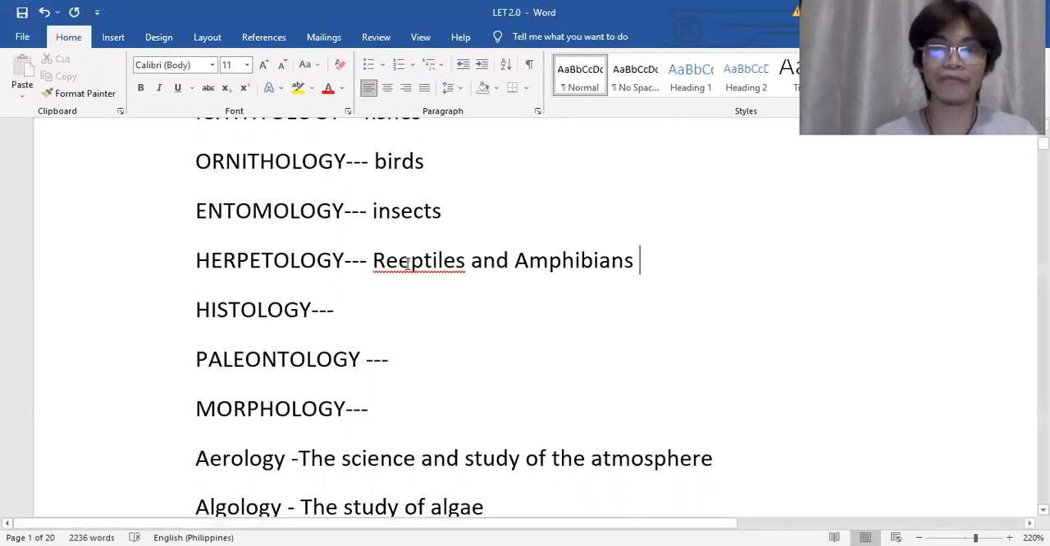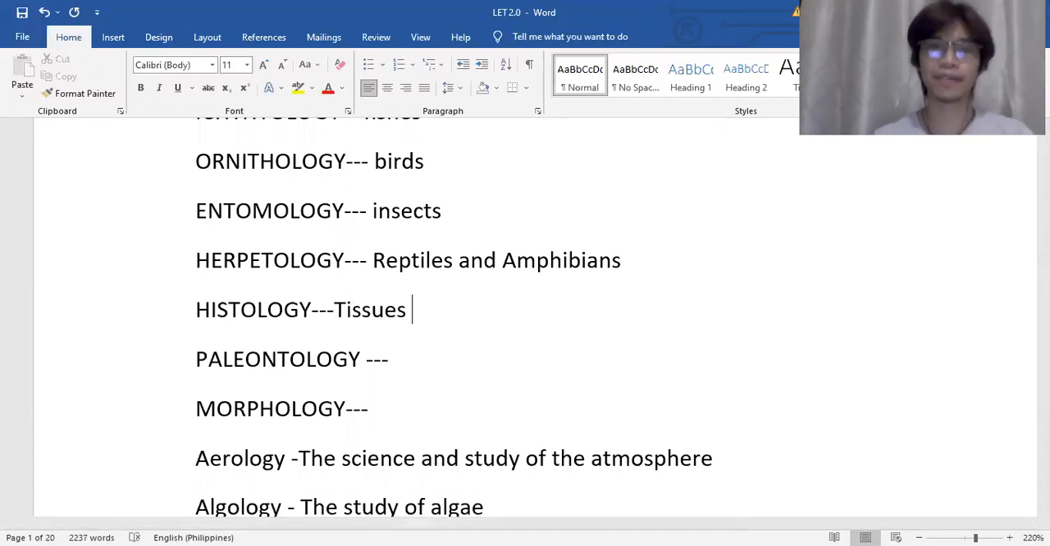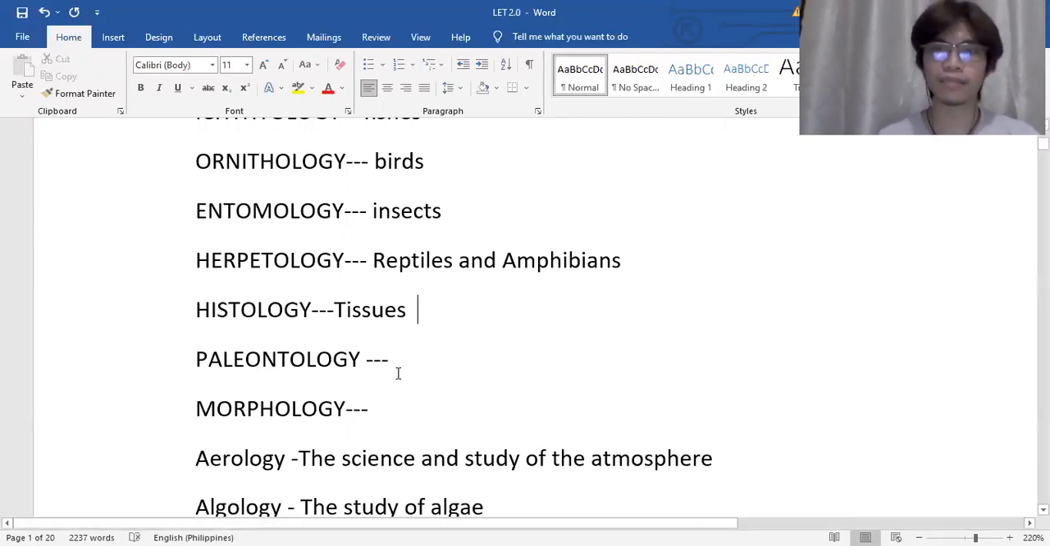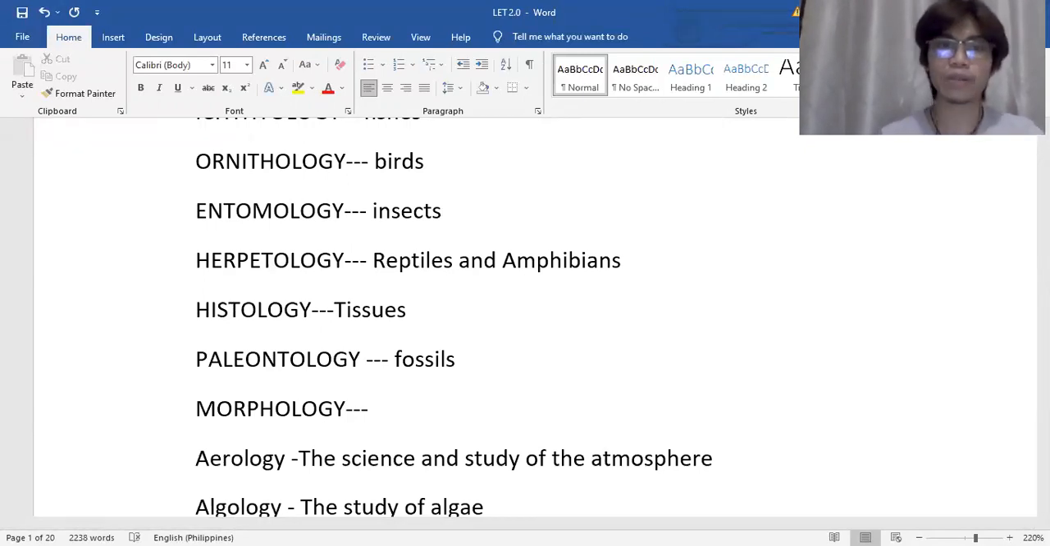Forgive my spelling. Next one, histology. Histology deals with the study of tissues. Paleontology deals with the study of fossils. And morphology, it is the study of what? Our clue word for morphology is structure.